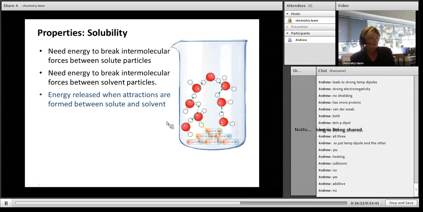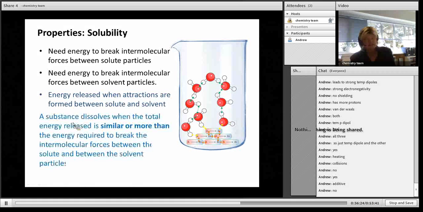So as I said here, a substance will only dissolve when the energy released from the attractions is similar or more than the energy required to break the ones between the solute and between the solvent particles. Notice how I wrote it. I didn't say to break the intermolecular forces between the solute and solvent, because I'm saying between the solute and solute and between the solvent and solvent. Those two, you know, the orange and the green.